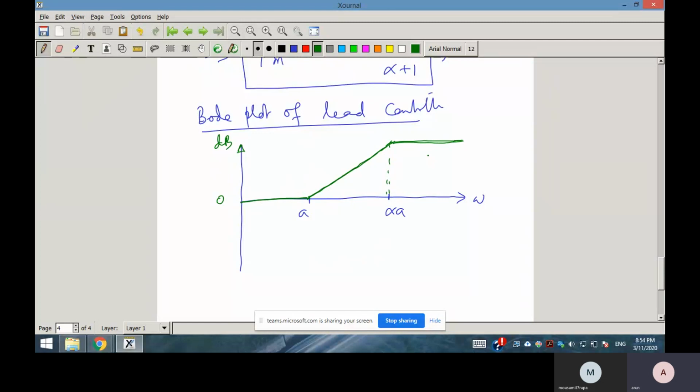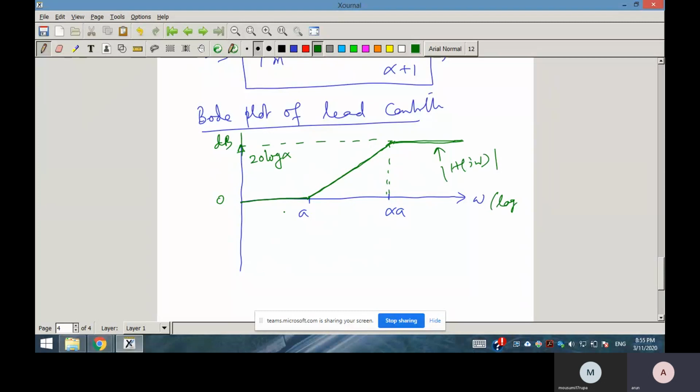Now, this is your mod H omega. What is this magnitude? You can see this magnitude will be 20 log of alpha. This is in log scale, and this is in dB scale. So this is 20 log of alpha A by A, so that's why 20 log alpha.